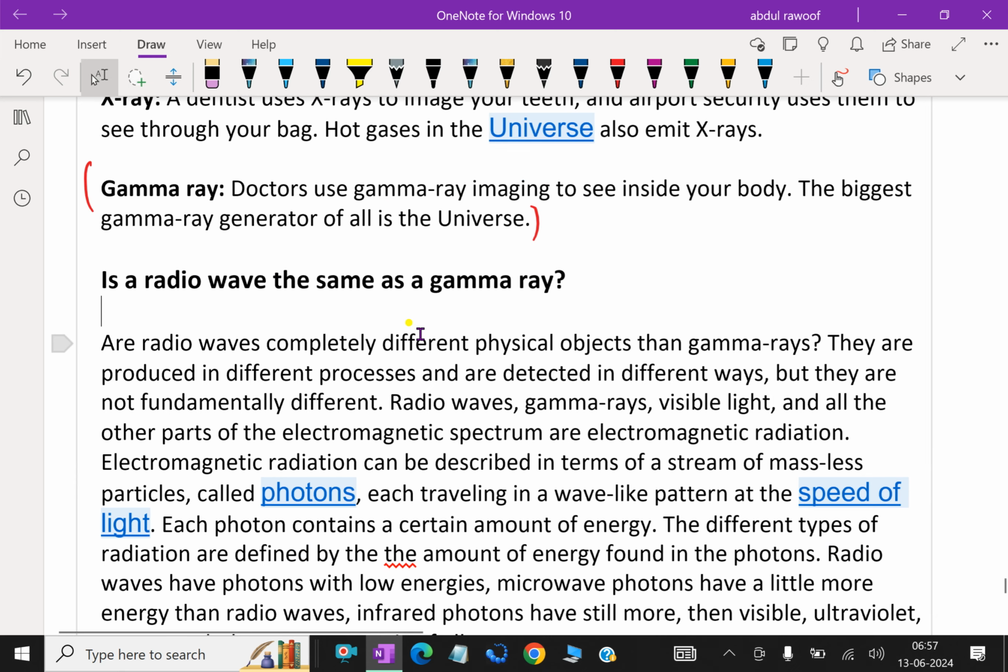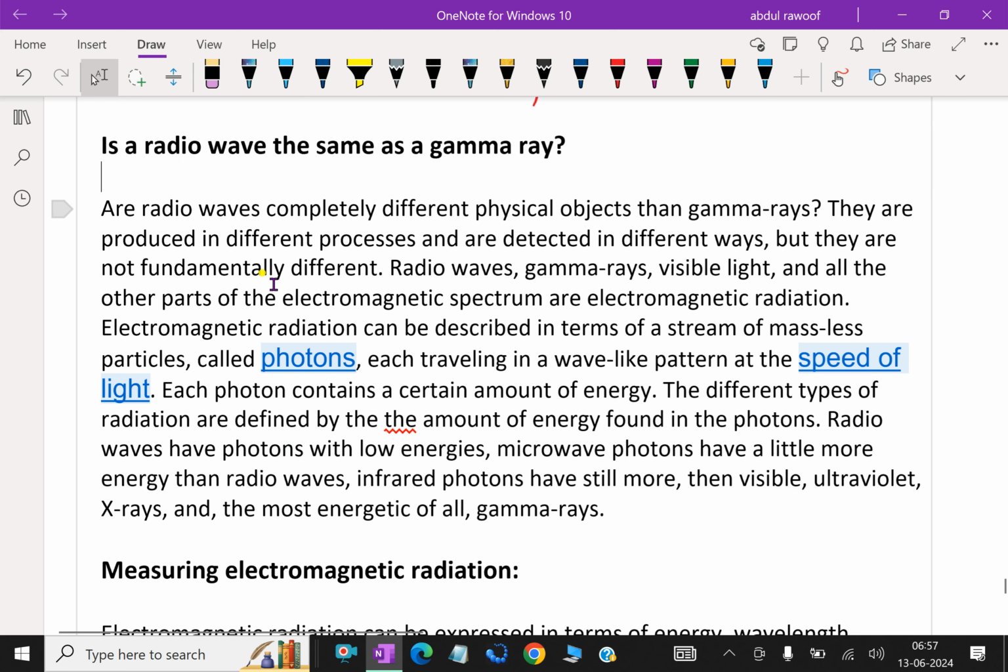Is a radio wave the same as a gamma ray, or are radio waves completely different physical objects than gamma rays? They are produced in different processes and are detected in different ways, but they are not fundamentally different. Radio waves, gamma rays, visible light, and all the other parts of the electromagnetic spectrum are electromagnetic radiation. Electromagnetic radiation can be described in terms of a stream of massless particles called photons, each traveling in a wave-like pattern at the speed of light.